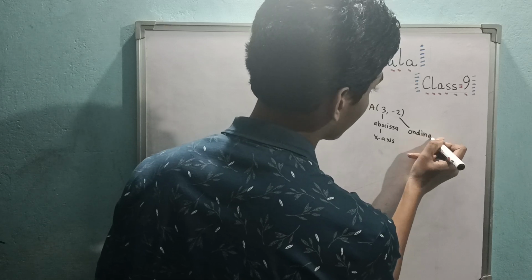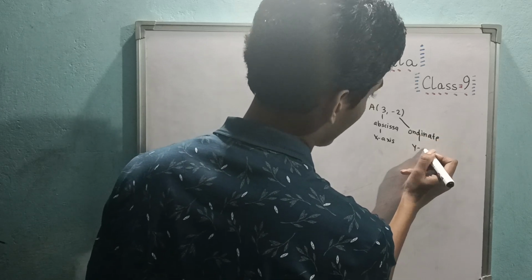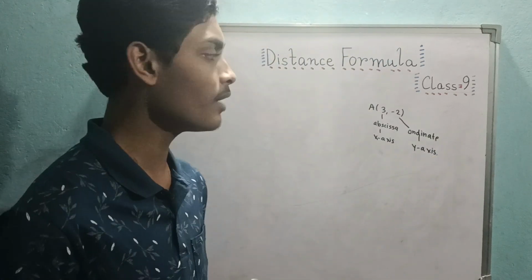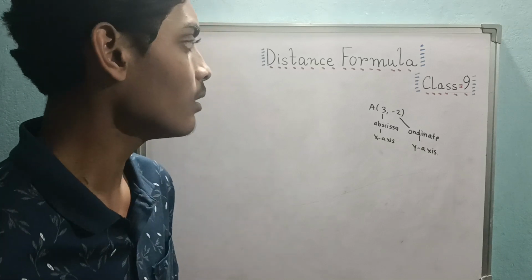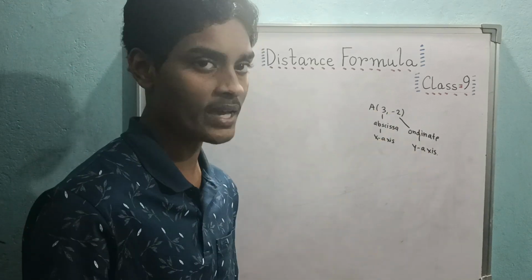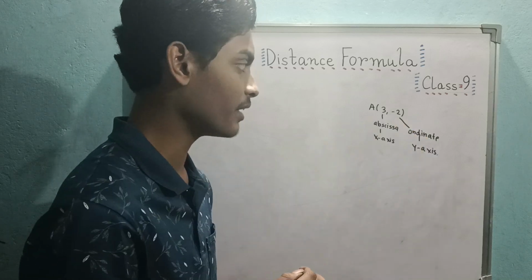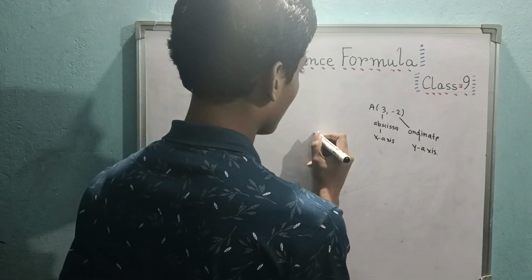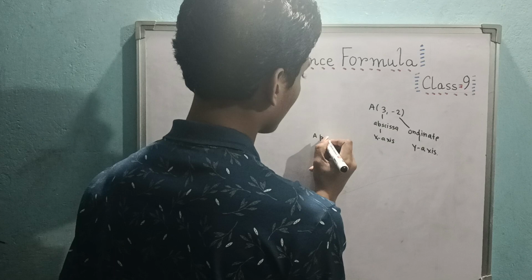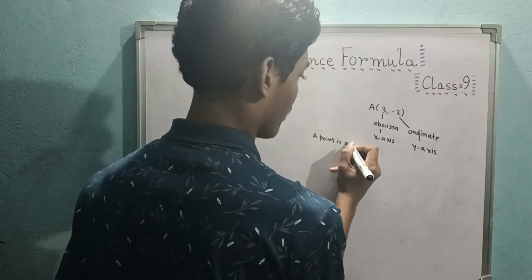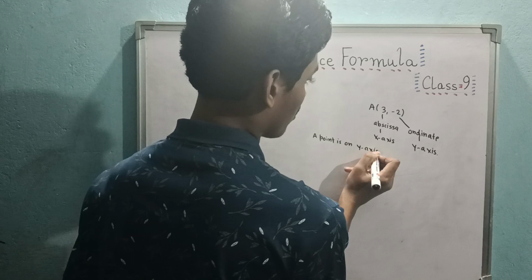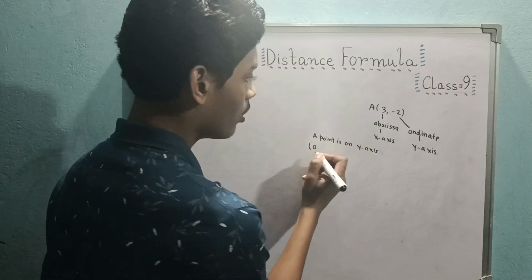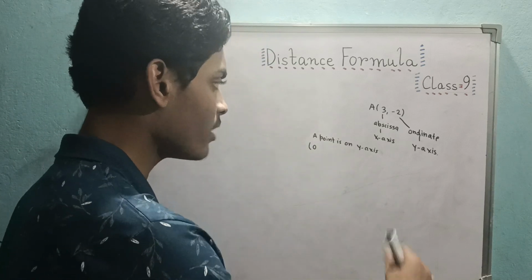And the ordinate is always on the y-axis. Then suppose someone tells you that the point A is on the y-axis. That means the point A is only on the y-axis, so it only has the ordinate. There will be no abscissa for that point. Suppose I tell you the point is on the y-axis. Then its coordinates will be what? The abscissa will be 0, because with the x-axis nothing is there. It is lying on the y-axis.